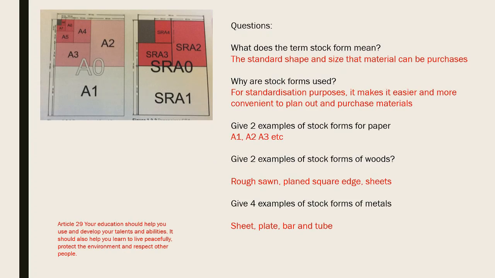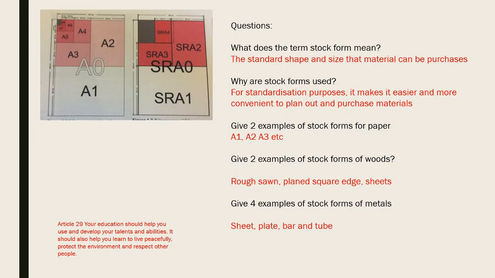Okay, so the first question: the term stock form, what does it mean? It's a standard shape or size that materials can be purchased in. Why are they used? For standardisation purposes. The whole point being, if you need to get some paper for your printer, you don't call someone up going, right, I need a piece of paper that's 170 mil wide and 400 mil long. You just go, right, I need some A4 paper. Or in construction, right, I need a sheet that's 8 by 4.